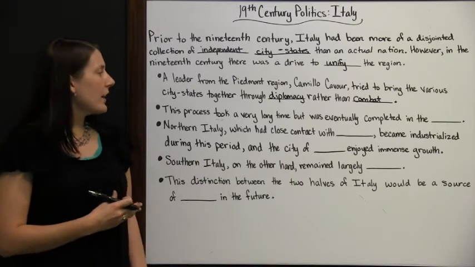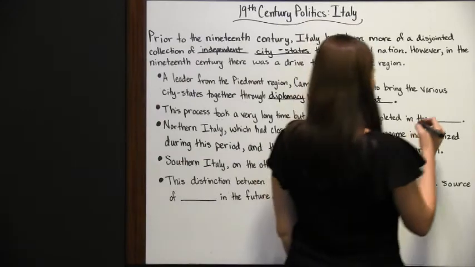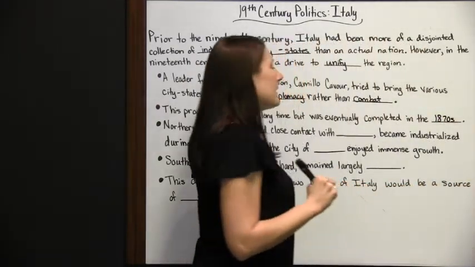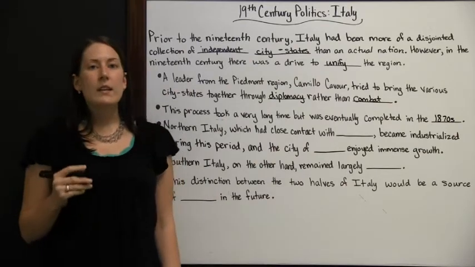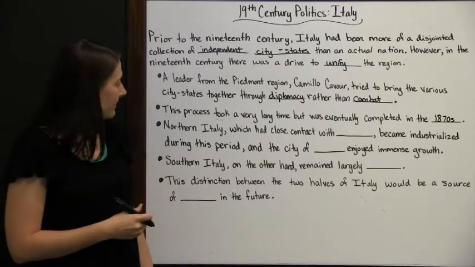This process took a very long time, but was eventually completed in the 1870s. So it did take a while for Italy to become one united nation, but in the 1870s that happened.